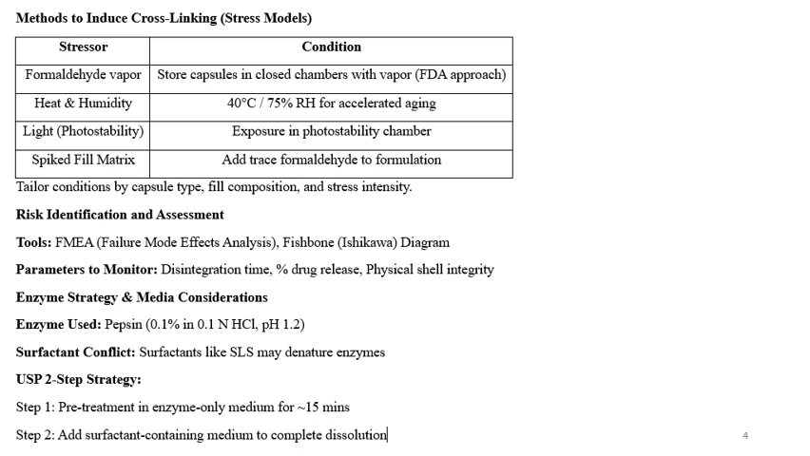Also, we should refer to the USP method. We should refer to the USP chapters for enzyme concentration. Then surfactant conflict. Surfactants like SLS may denature the enzymes, so this needs to be evaluated. USP two-step strategy: you can use the pre-treatment type of method. Step 1, pre-treatment with enzyme-only medium for 15 minutes and then add surfactant-containing medium to complete the dissolution, so that you can avoid the denaturation of the enzyme and you can get the required dissolution.